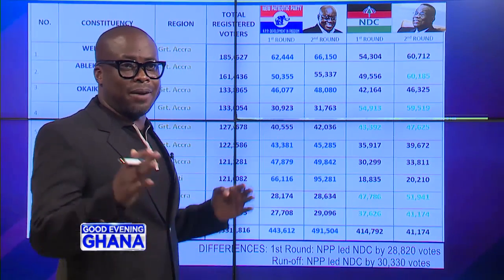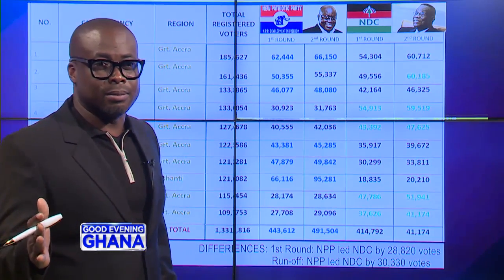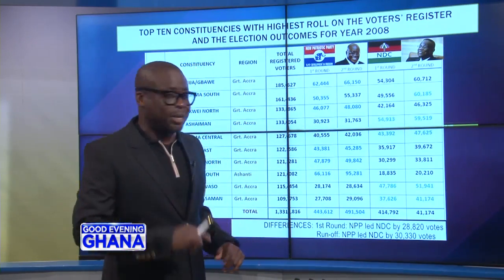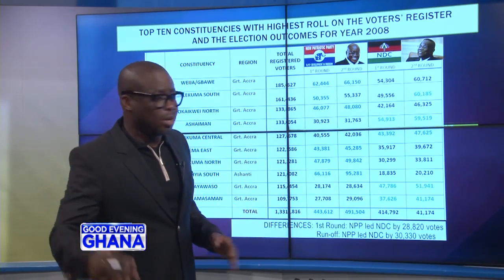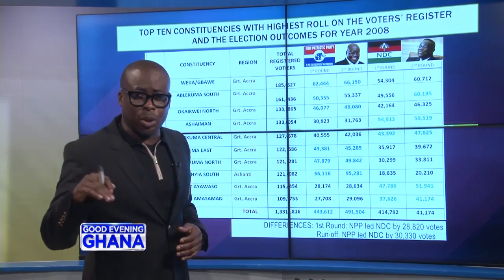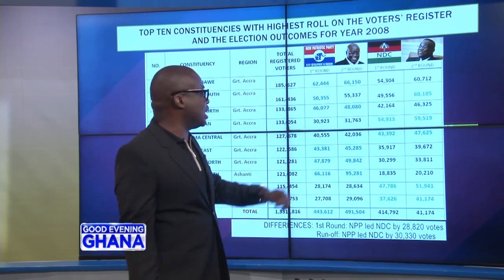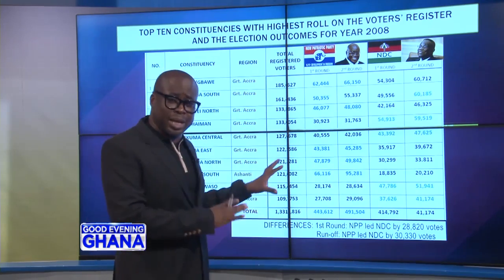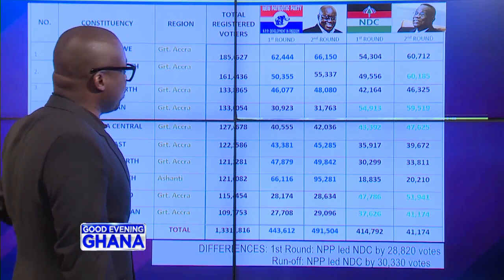Whenever the NDC wins 5 of the top 10, they win the election. Whenever the NDC is not able to win 5 of the top 10, they lose the election. So whenever the NPP wins more than 5 of the top 10, they win the election. And if the NPP is not able to win more than 5 and they split with the NDC, the NDC wins the election. 2008 is the first example. We'll look at 2012 and 2016, and then you get a clear pattern established. But watch out for how the dynamics change in terms of the registered voters.